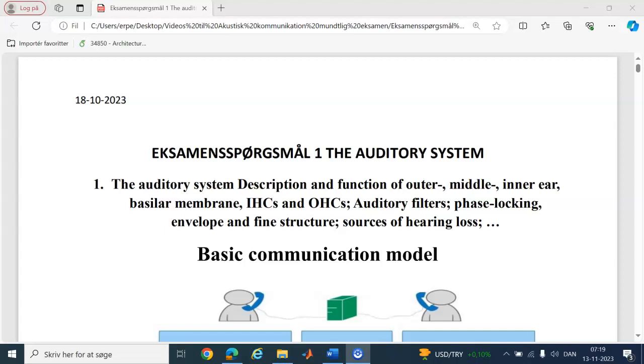The auditory system. Description and function of the outer, middle, and inner ear, basilar membrane, inner hair cells, outer hair cells, auditory filters, phase locking, envelope and fine structure, and sources of hearing loss.